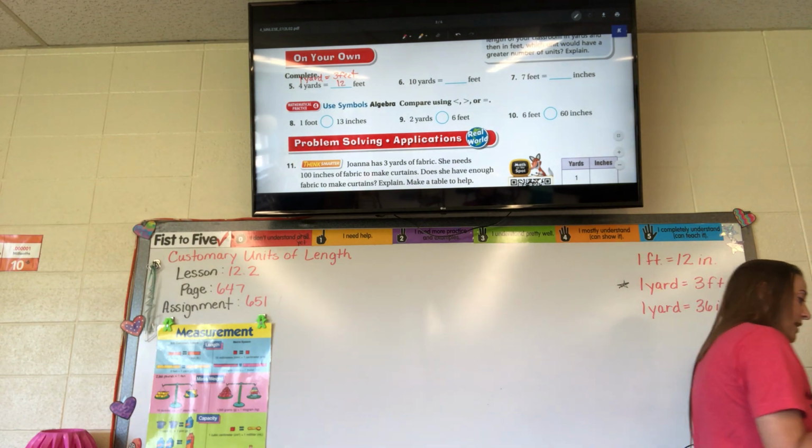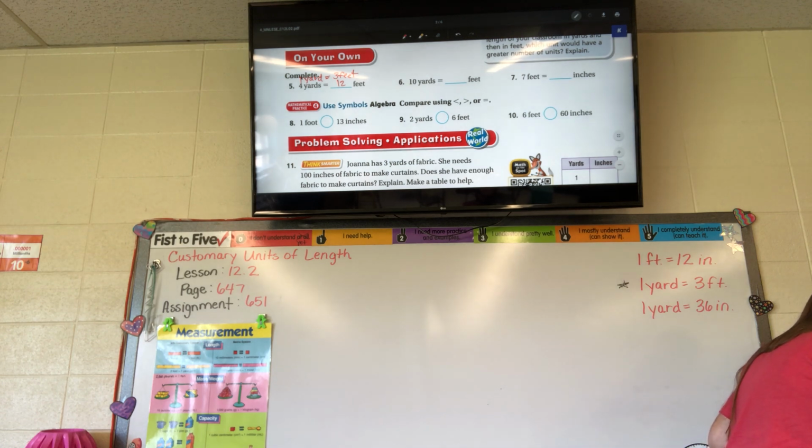10 yards equals how many feet? Same comparison. 1 yard equals 3 feet. So 10 yards would equal 10 times 3, which is 30 feet.